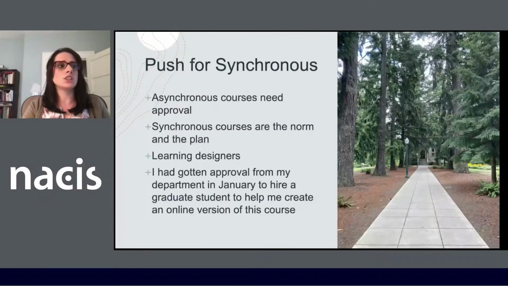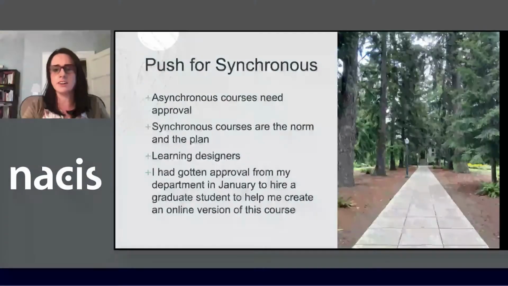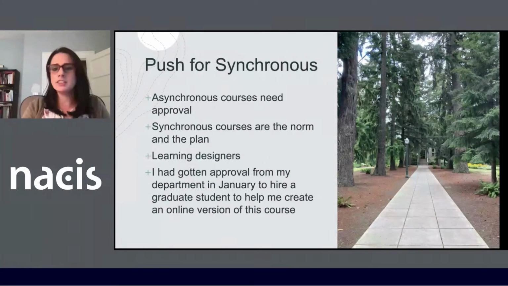As I'm sure most educators encountered, there was this push for synchronous learning. That's classes that meet on Zoom, where students can interact with professors in a synchronous fashion, because we really wanted to meet the needs of our typical in-person students. These are students who normally live on campus or just off campus, and they really want that to be reproduced online. Here at UO, asynchronous courses need approval. Synchronous courses are really the norm and the plan.